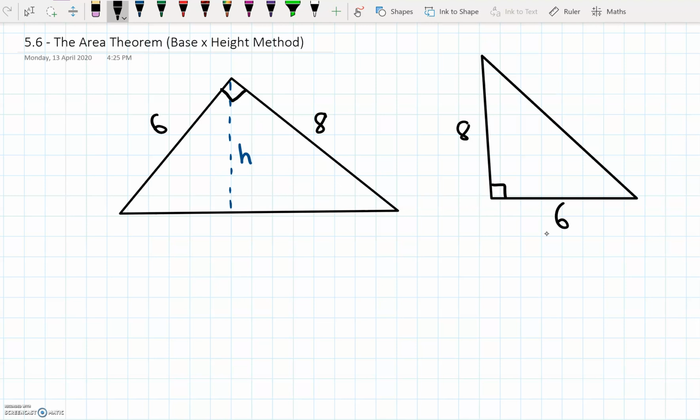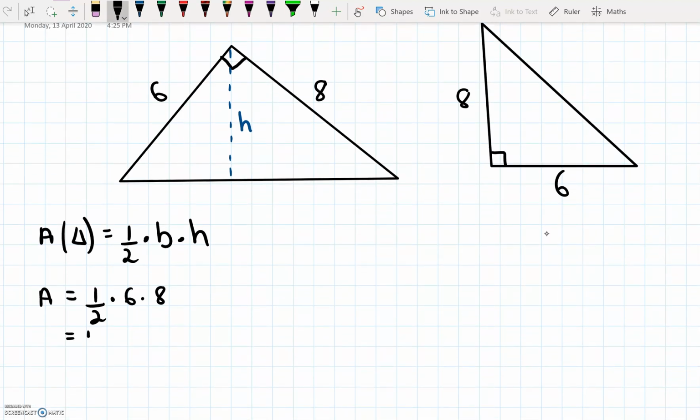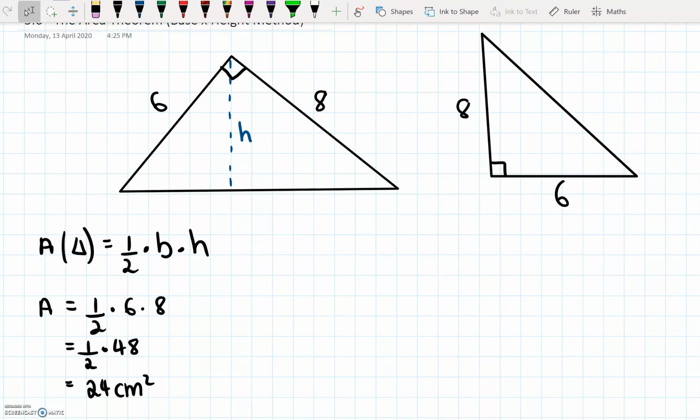Okay, now you guys know that the area of a triangle is equal to half times the base times the height. Okay, this is the area of a triangle. And the triangle we have has a base of 6 and a height of 8. So for example, this triangle here, when we flipped it, we can say that the area is equal to half times 6 times 8, which is equal to half of 48, okay, which is 24 centimeters squared. Okay, so we know that this is the area of the triangle. We're going to use that now to find this height.